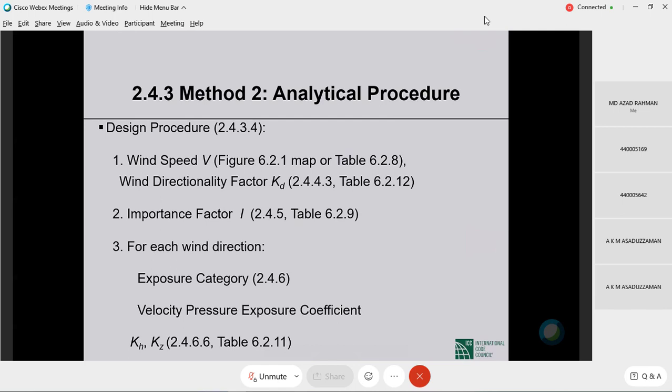Now the method two in steps. First is find wind speed V and the wind directionality factor K sub D. Second is find importance factor I. Third, for each wind direction, establish your exposure category. And once you have your exposure category, you can calculate the combined height and exposure coefficient K sub Z and K sub H. So let us look at where those things come from.